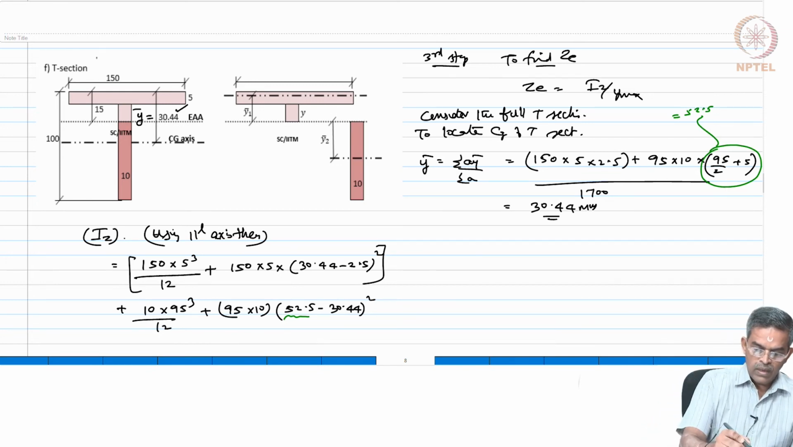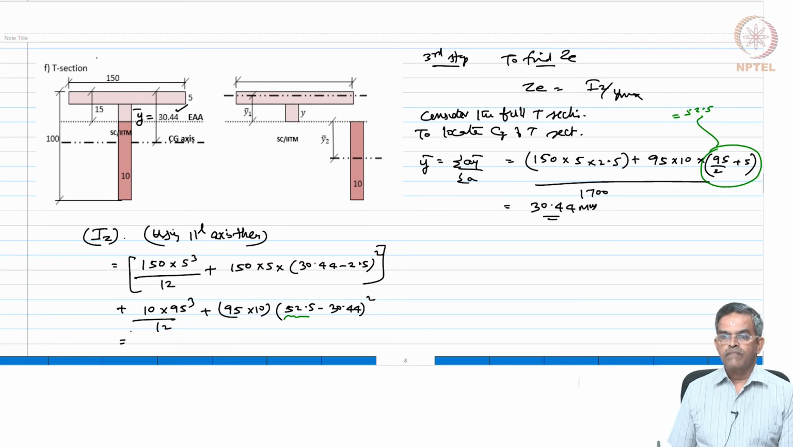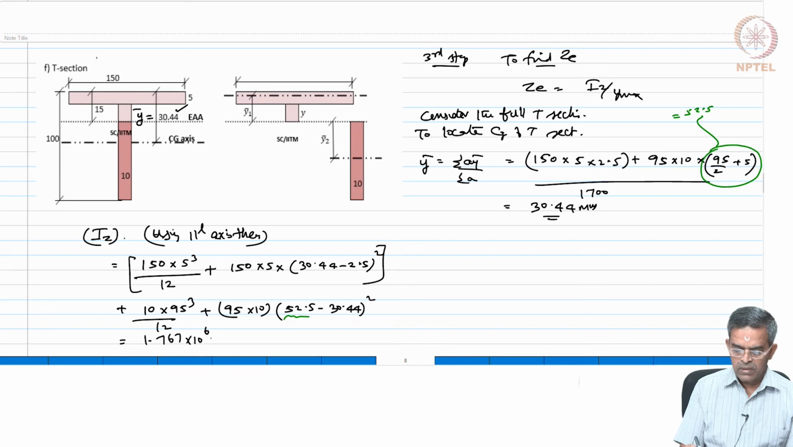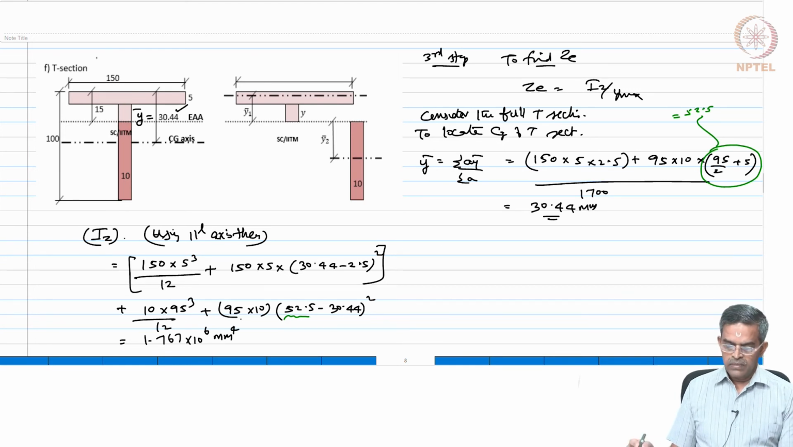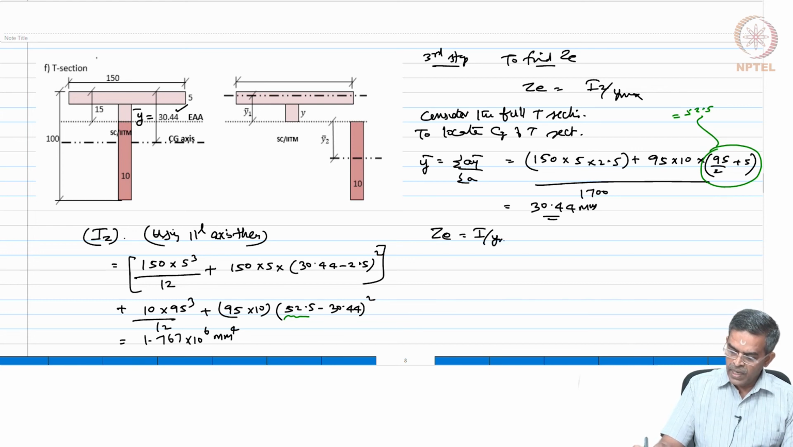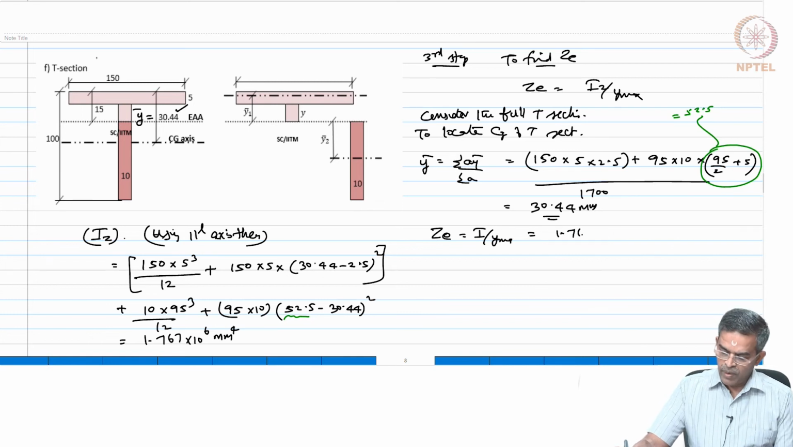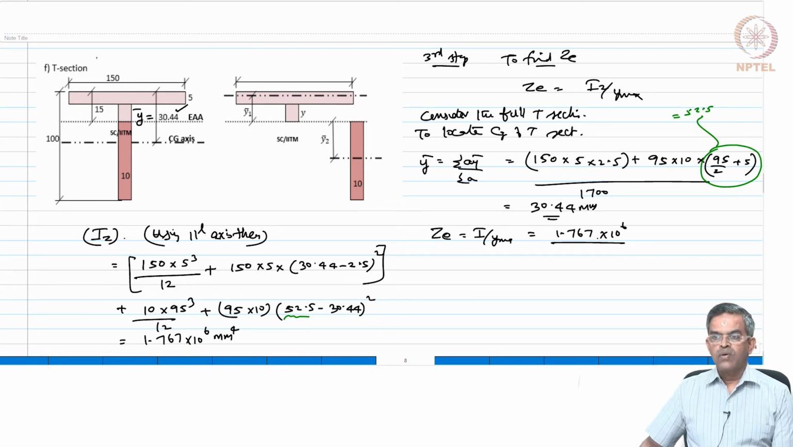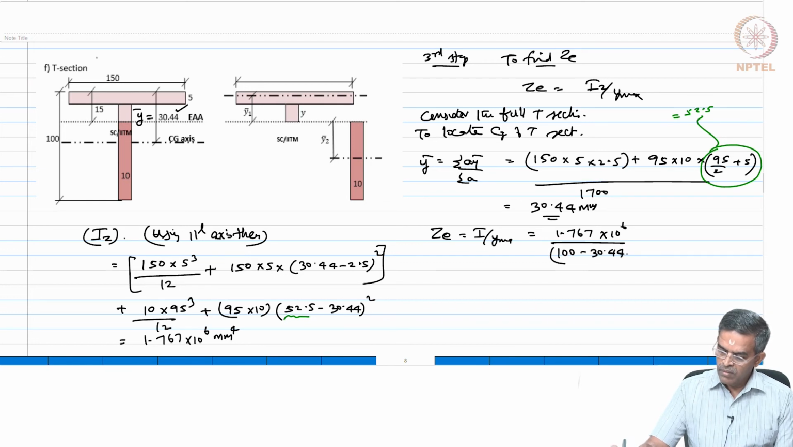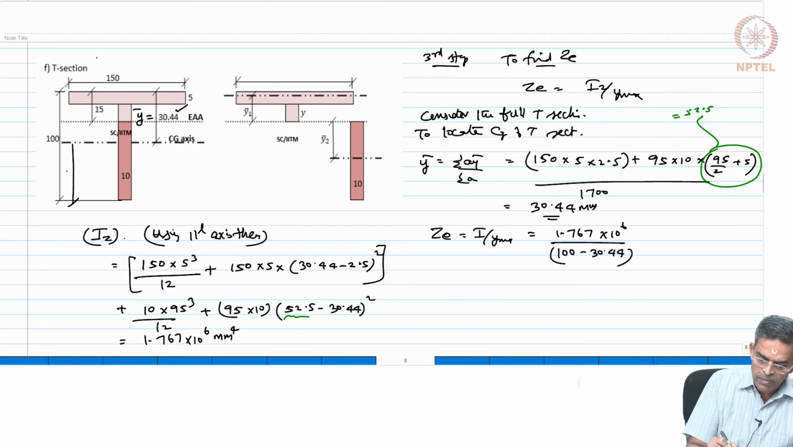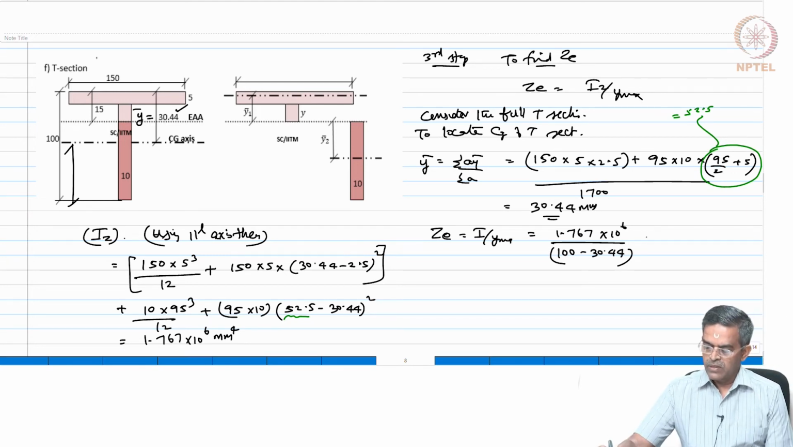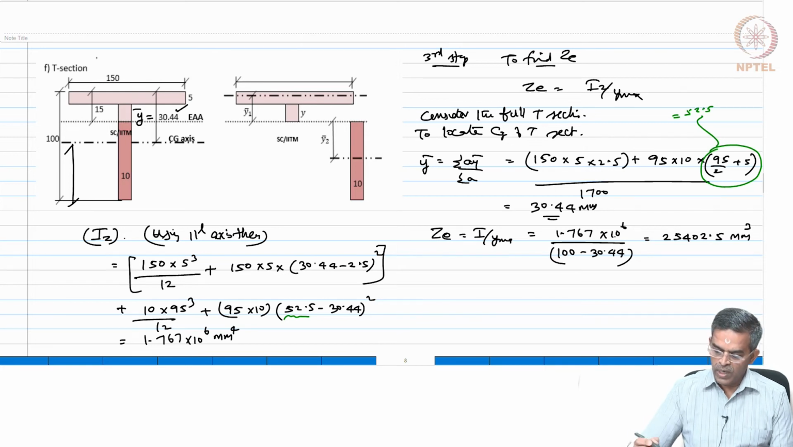Okay. So, can I find out this, which will be 1.767 10 power 6. So, now I can find ZE, which is I by Y max, which will be 1.767 10 power 6 by Y max, which will be 100 minus 30.44, because this dimension is 30.44 and this value will be 100 minus 30.44. So, substitute that here, I got 25402.5. This should be Y max, remember that friends, this is Y max. So, now I have ZE with me.